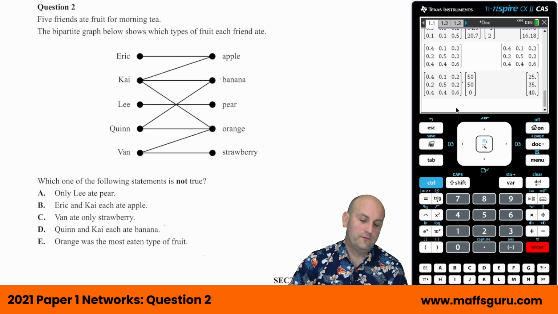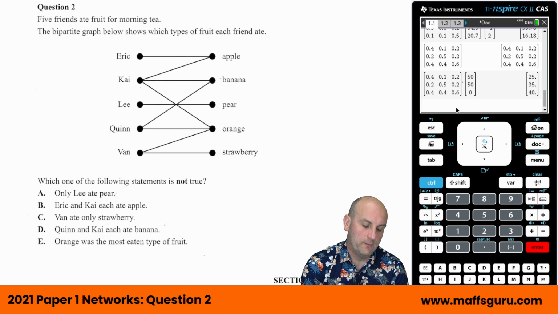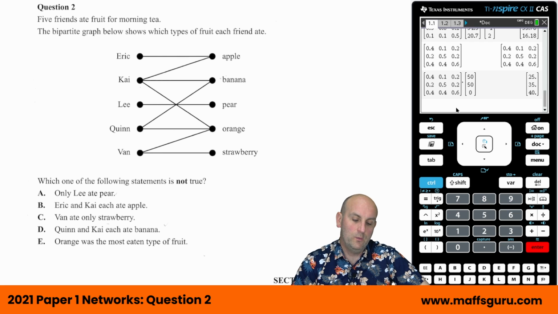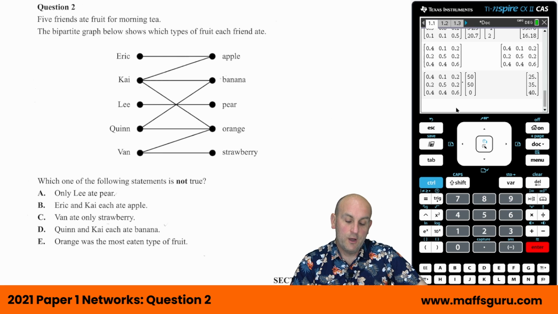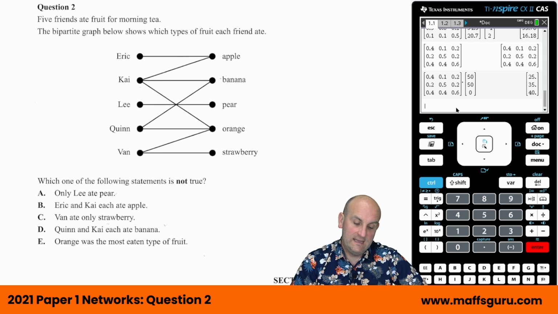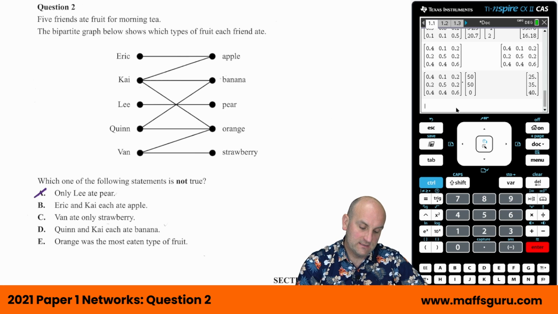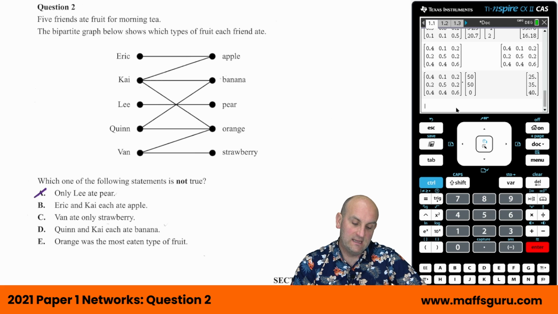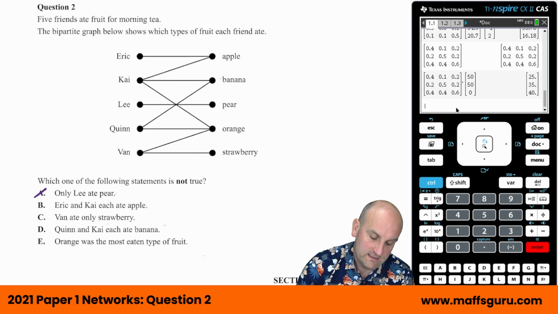5 friends ate fruit for morning tea. The bipartite graph shows which type of fruit each friend ate. Which of these is not true? Only Lee ate a pear. Well, only Lee ate a pear, that's true, so that's no good. Eric and Kai each eat an apple. So again, if I look at this, Eric and Kai each eat an apple. That's actually true, so that's no use to me.